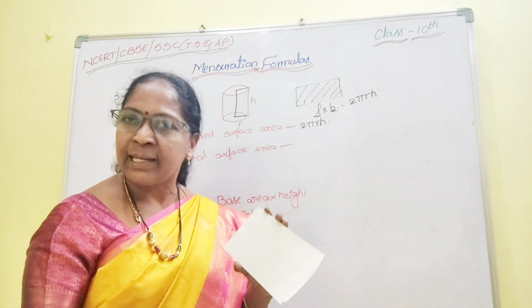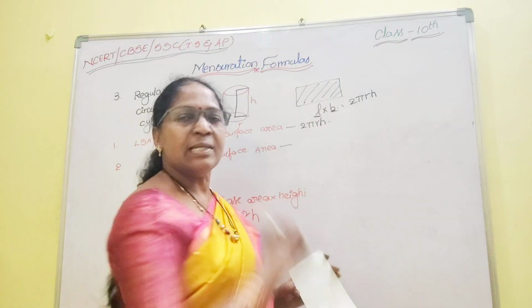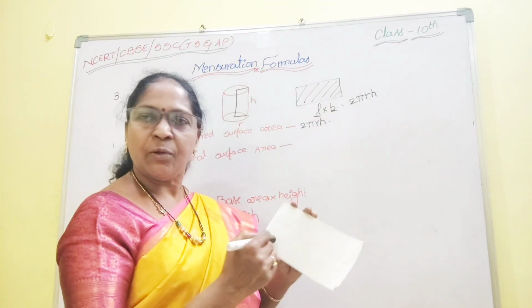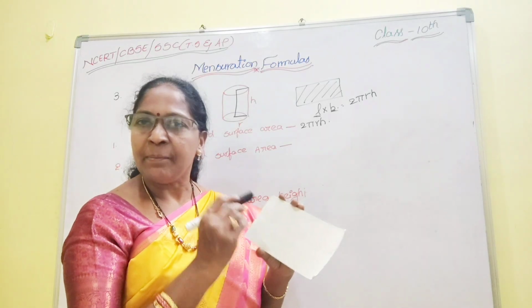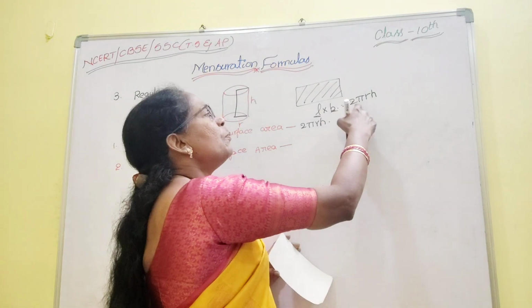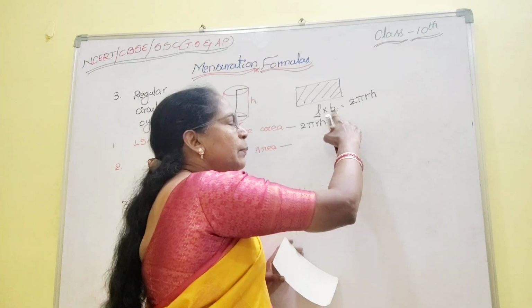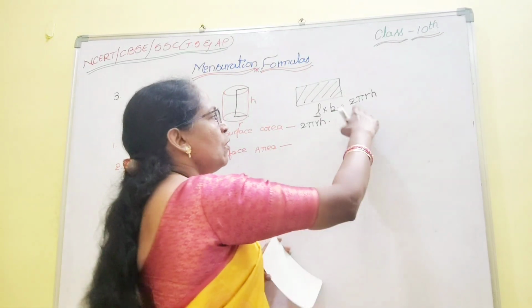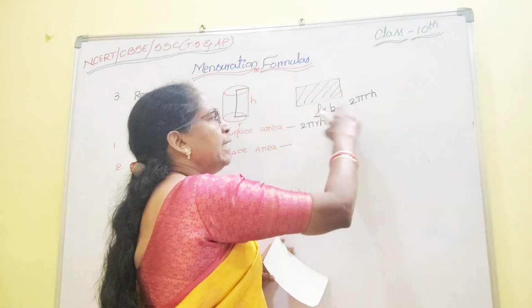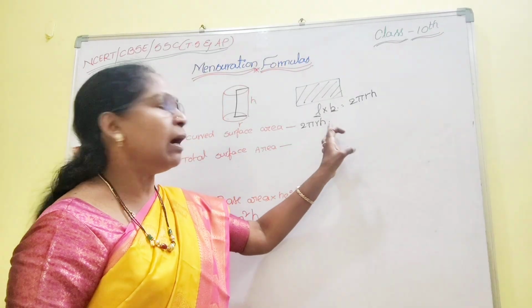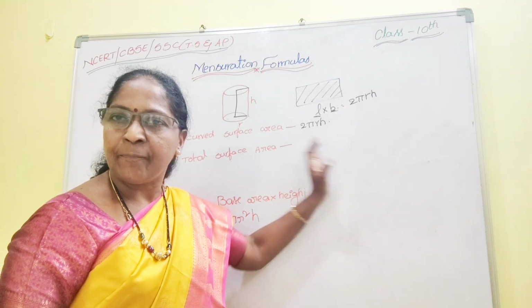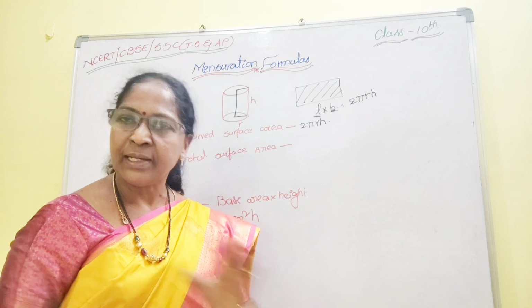What is that rectangle area? L into B is the formula. Where length equals what is the length of this one? That is the entire perimeter of the circle, that is 2 pi r, and here breadth is height. So 2 pi r into h, where L equals 2 pi r and breadth equals height. 2 pi r h is the formula, that is the curved surface area of the cylinder.